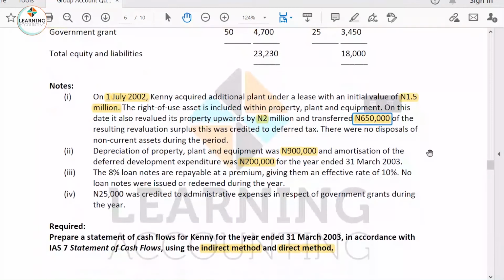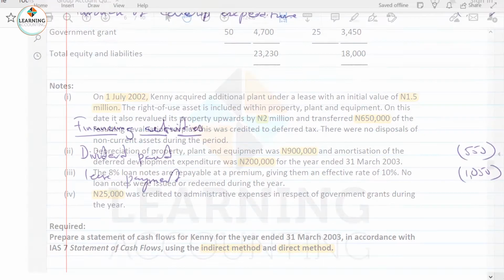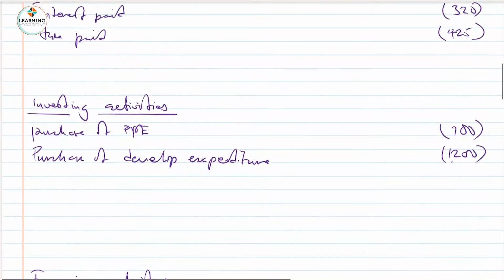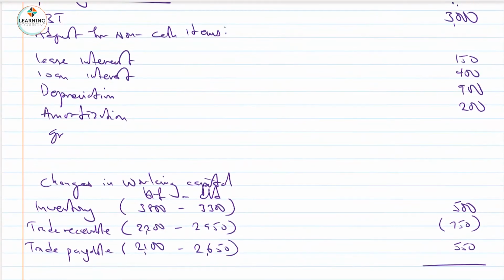Okay, so we have the last thing there, which is the government grant, but there's information. Let's read up on that. So 25,000 was credited to admin expense in respect of the government grant during the year. So I don't need to open a T-account for that anymore, since that information has been given to me directly. So 25,000 is a non-cash item. We're taking it out. Grant income, and we have it with 25. This will be going out because it's an income.